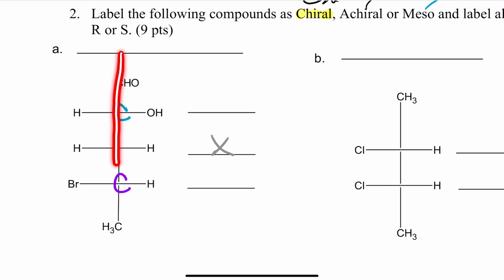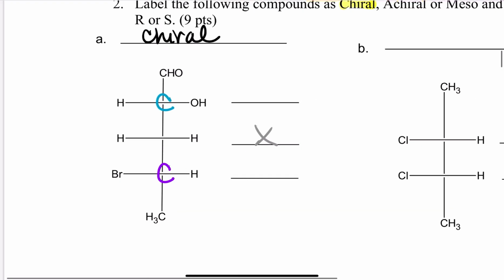So if I cut it here, do those fold and be the same thing? Only right there, but everything would have to. So no, there's no plane of symmetry, and there's chiral centers, so it's chiral. Now that we know that, we got to figure out if it's R or S.